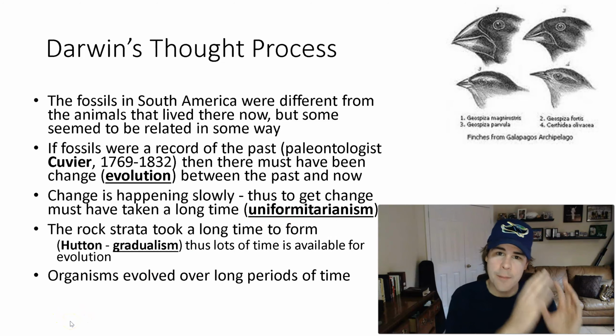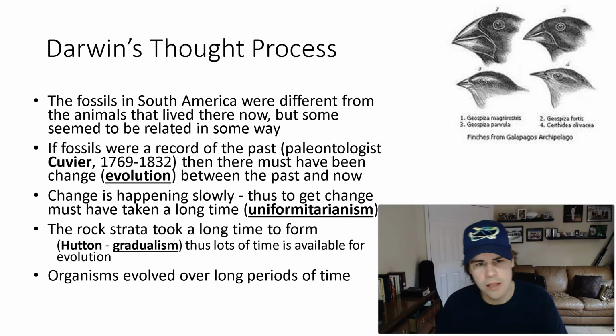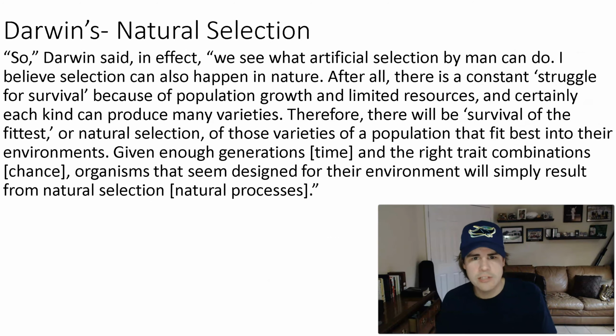What processes that happened in the past are happening now as well. And then Hutton's gradualism takes a lot of time to see the changes that we see on the planet. So Darwin's like, well, if it took a lot of time for the Earth to form and look the way it does now, organisms also had a lot of time to change how they look. So he was thinking, okay, it's going to take a long time for these organisms to change what they look like. So, Darwin's natural selection.